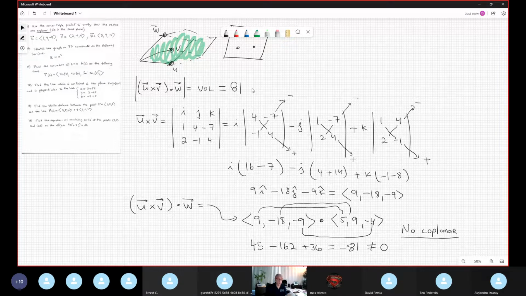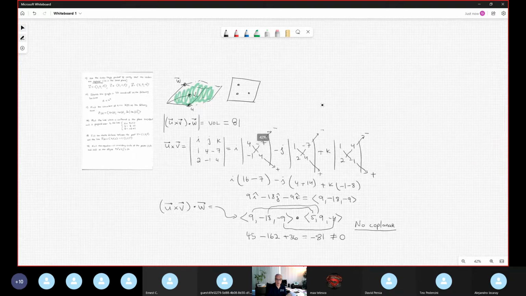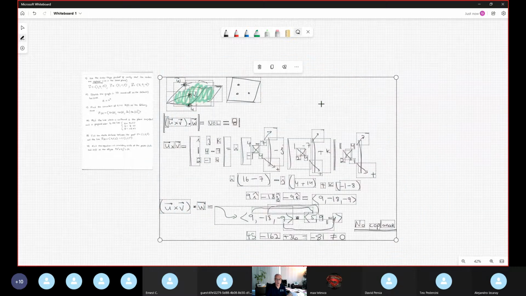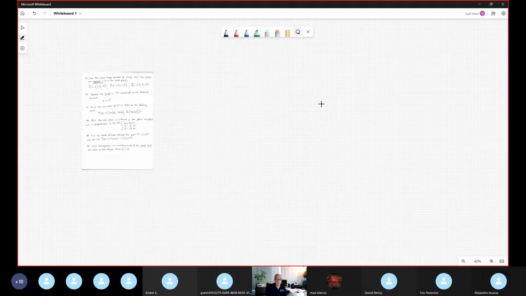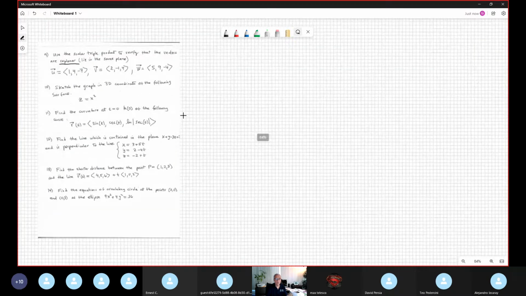Let's move to question 10, que es super elementary. Okay, I need collaboration. I need help. The question 10 says, do the sketch in 3D of this equation. Okay, the equation is z equals x squared. What do you think? What do you think?